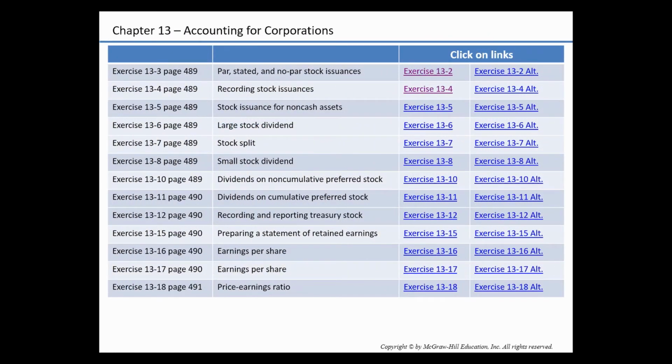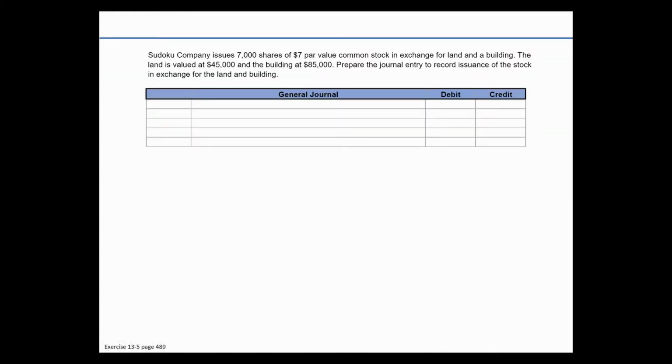Remember that you can receive either cash in exchange for the issuance of stock, or you can receive non-cash assets in exchange for stock. And so now we're going to look at what we would do if we issue stock for non-cash assets. Sudoku Company issues 7,000 shares of $7 par value common stock in exchange for land and a building. The land is valued at $45,000. The building is valued at $85,000.